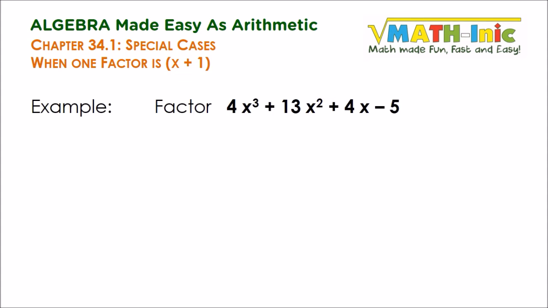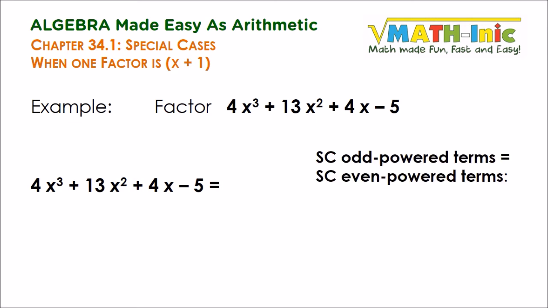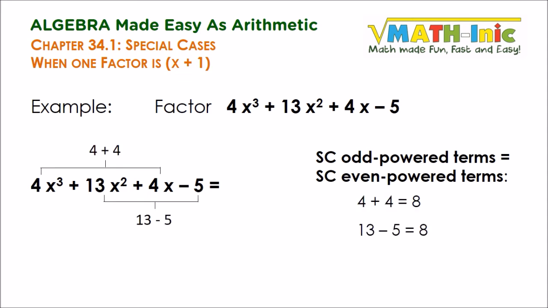Let's take a look at another example, a longer polynomial. Factor 4x cubed plus 13x squared plus 4x minus 5. Again, we see that the sum of the coefficients of the odd-powered terms is equal to the sum of the coefficients of the even-powered terms. 4 plus 4 is 8. In the same manner, 13 minus 5 is also 8. Therefore, x plus 1 is a factor of the polynomial.